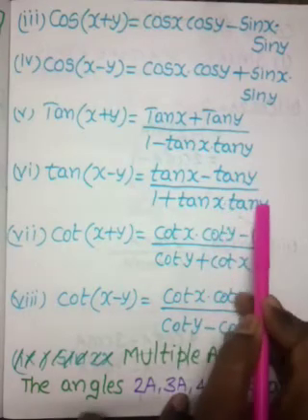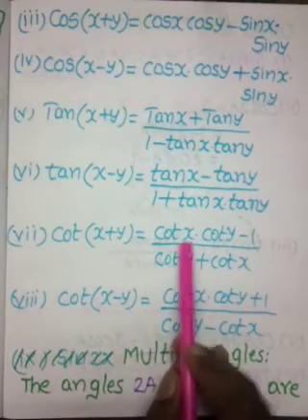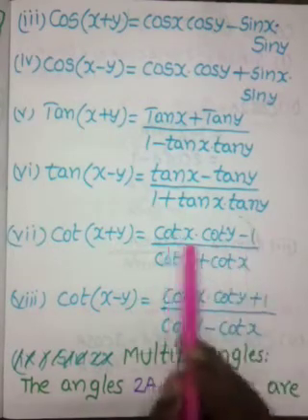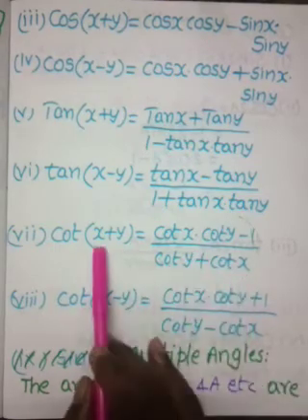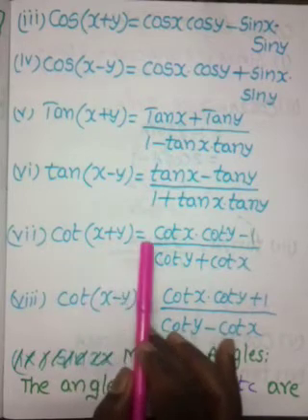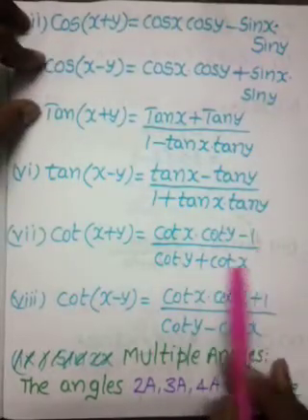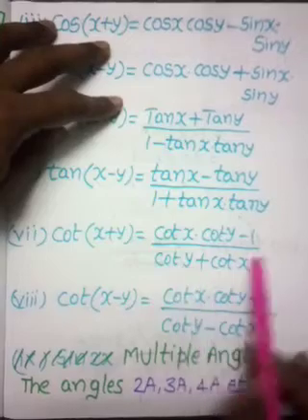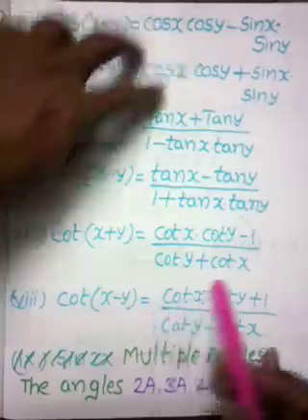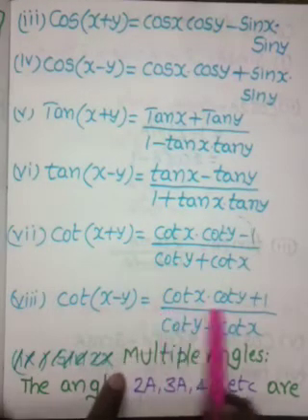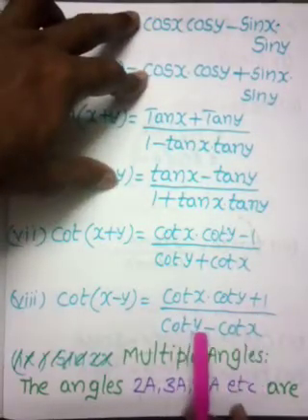Okay my dear children, now come to cot of x plus y. Cot of x plus y is equal to cot x cot y minus 1 whole divided by cot y plus cot x. I repeat this formula my dear children, listen carefully. Cot of x plus y is equal to cot x cot y minus 1 whole divided by cot y plus cot x. Okay my dear children, if you remember this formula, you can write the next formula, that is cot of x minus y.